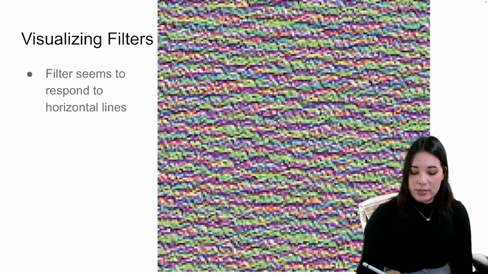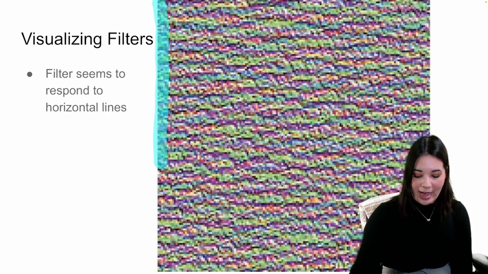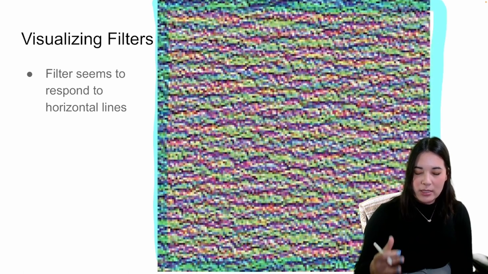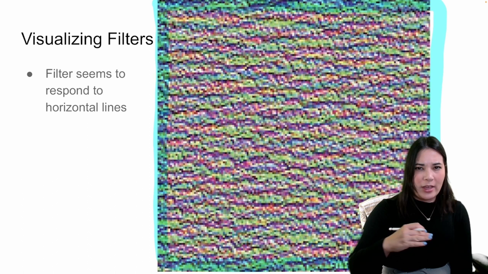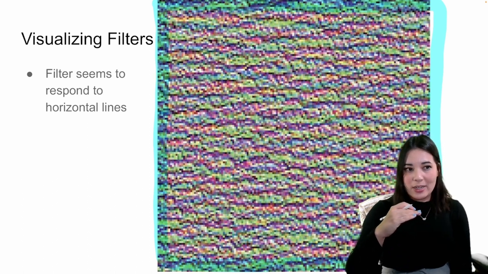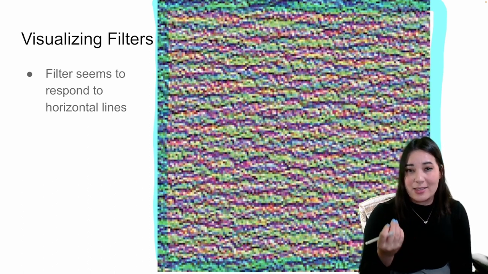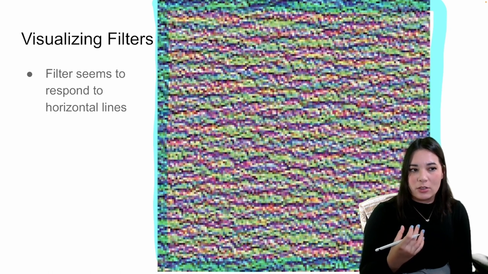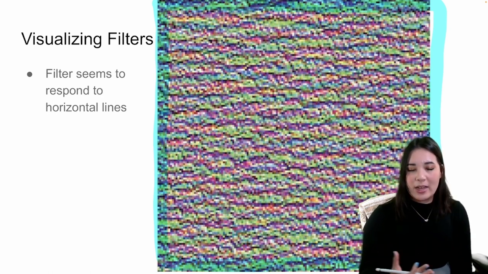For instance, here's the image that would really highly activate one of our earlier filters, and you can see that it's basically doing some sort of horizontal line detection and is maximally activated in patterns that look something like fur. And because this neural network is trying to detect whether something is or is not a cat, that's probably a really useful thing to learn.